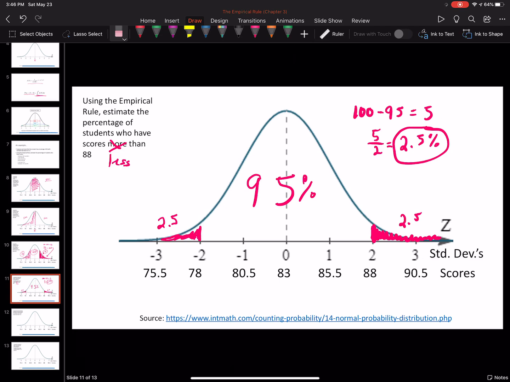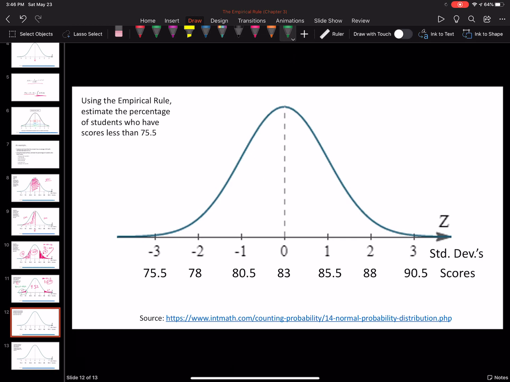Well, we know the middle 2 standard deviations is the 95%, right? And what I have to add is this extra piece here, which is the 2.5. And so this would be 97.5% as an answer. So another little variation there.